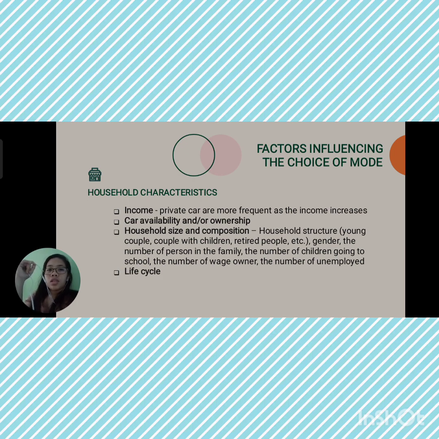Sa household characteristic, under niya ang income. Private car are more frequent as the income increases. Kung naa kay kapasidad sa maintenance sa imong private car, mas prefer pod nimo ang private car tungod sa gihatag niya nga convenient and comfortable nga pag-travel. And next is ang car availability and or ownership, and household size and composition. Sa inyong panimalay, pila ka buok ang mobiyahe, pila ka buok ang permente mugawas para magbiyahe. And next is ang life cycle.